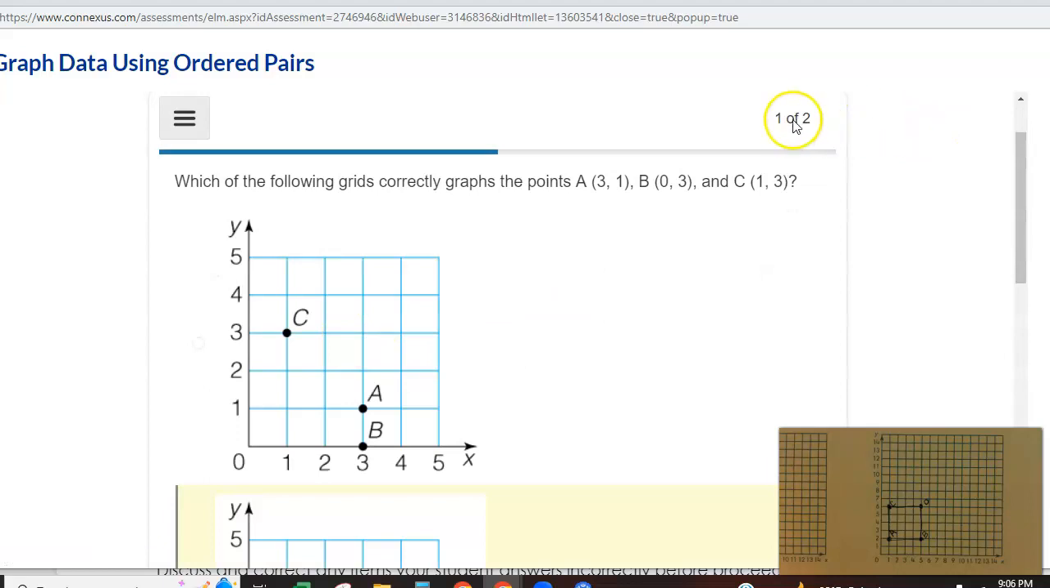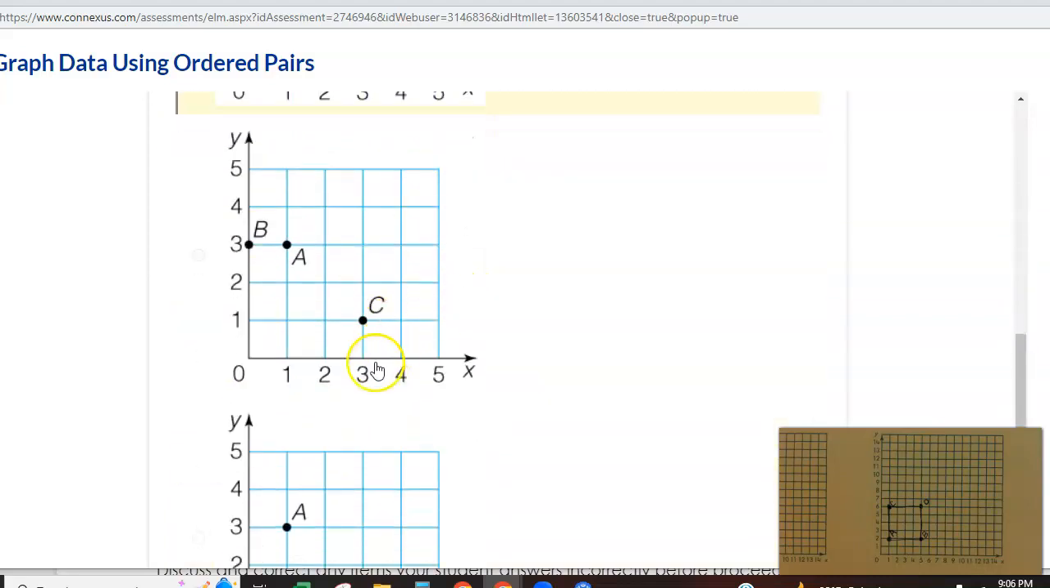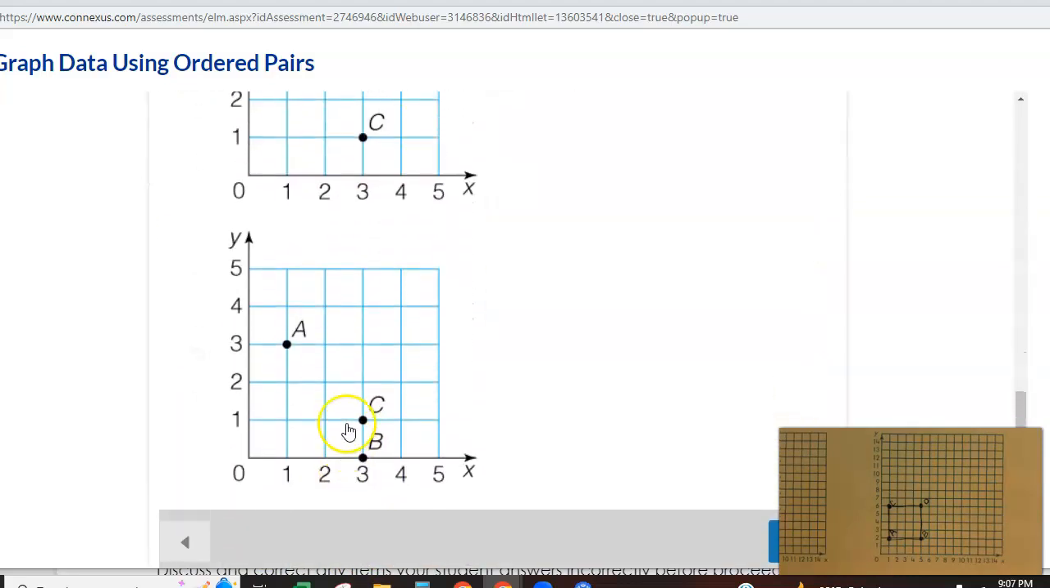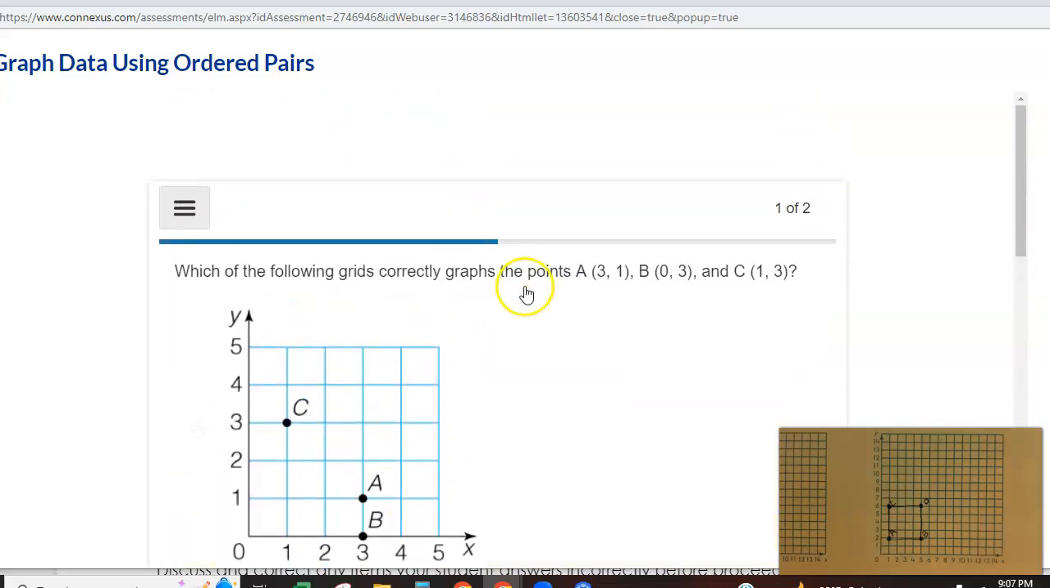Okay, so there's 2 questions in this one again. Which of the following grids correctly graphs the points? A is 3, 1, B is 0, 3, and C is 1, 3. So you're going to have to look through these choices and make sure all 3 of these are in the right spot. So for example, A I know is over 3, up 1. So far A works. That's in the correct spot. Let me check B, and then let me check C, and so on all the way through. Make sure you look through all of them to make sure you're choosing the best one.